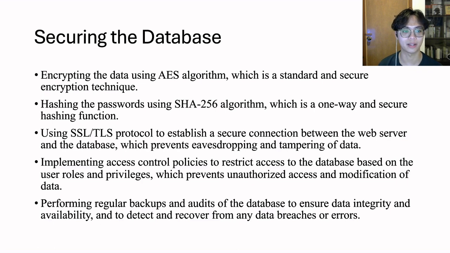We can also implement access control policies to restrict access to the database based on the user's roles and privileges, which can help us prevent unauthorized access and modification of data. We can also configure the Amazon RDS to perform regular backups and audits of the database for us. So this will help us ensure data integrity at all times and ensure that the database is available all the time, and to detect and recover from any data breaches or errors.